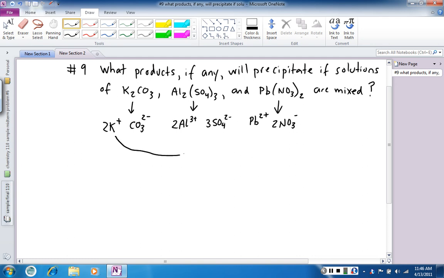K plus to SO4 2 minus. Check your rules. You have to have your rules memorized, otherwise you can't do these problems. K is always soluble, so nothing's going to happen there. So I don't write anything below. I then go from K plus over to NO3 minus, and that's of course soluble as well, so no reaction.